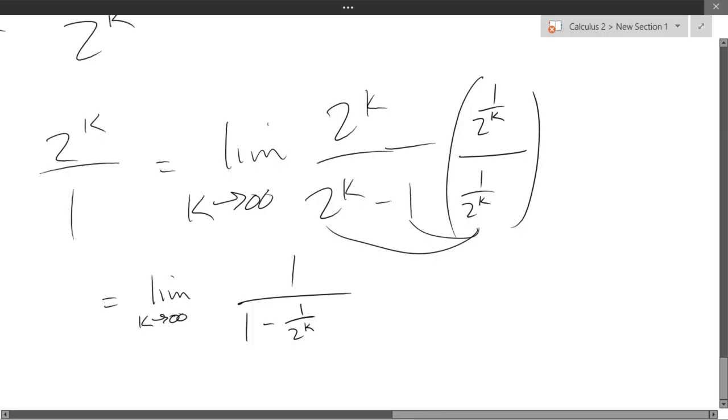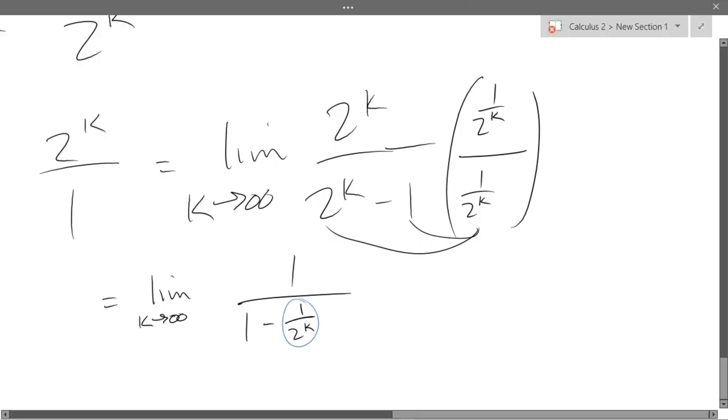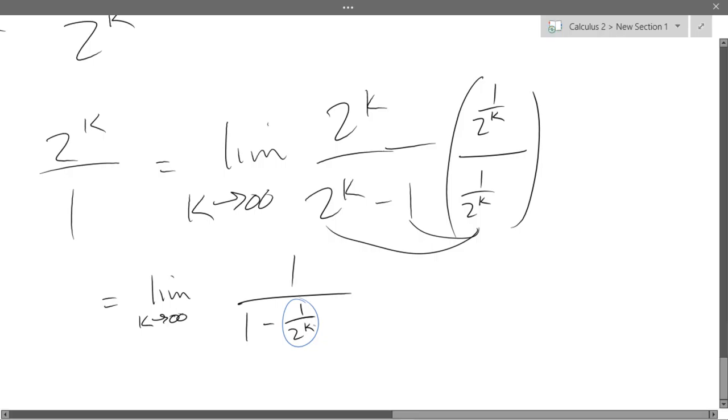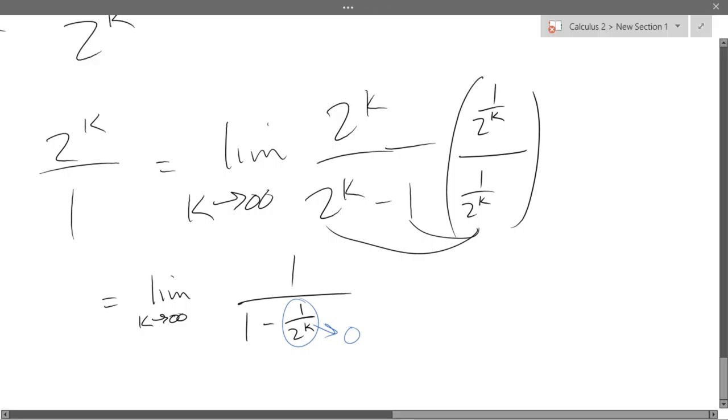So now, k appears in one place. All I have to do is figure out what is happening with this little fraction, 1 over 2 to the k, when k is really big. Should be going to 0. The denominator is getting really big. So that's going to 0. So we're going to get 1 over 1 minus 0, which is 1.